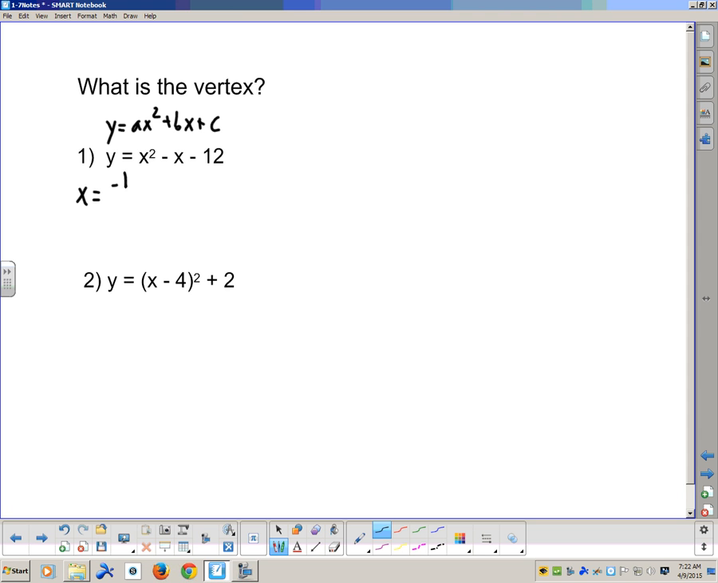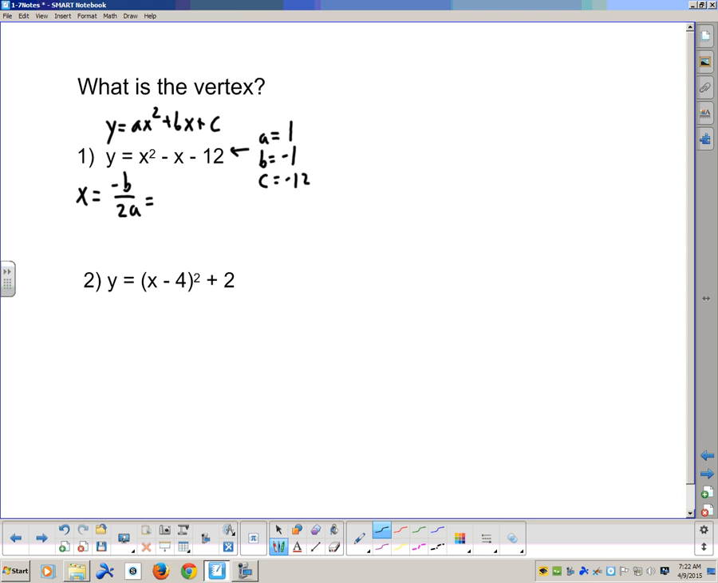We take the opposite of b all over 2a. In the equation that we have right here, our a value is what's in front of x squared, which is 1. What's in front of x is negative 1. And then your constant term there is negative 12. So now you can plug those right into your formula.